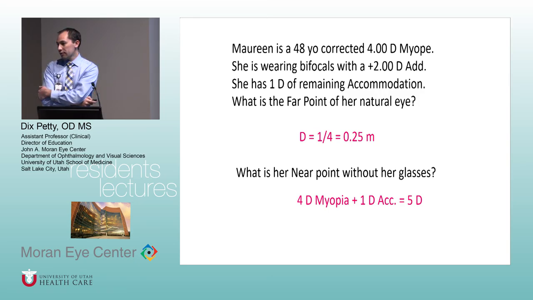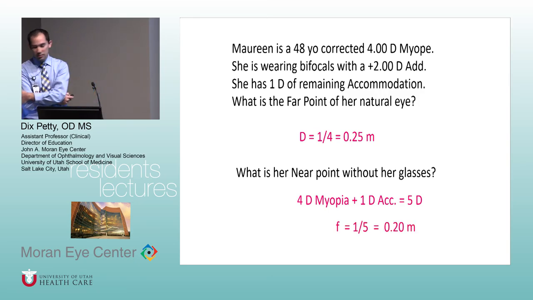5 diopters, so 1/5, 0.2 meters. So her clear vision range is from 0.25 to 0.2 meters. It's like 5 centimeters of clear vision when she's uncorrected.